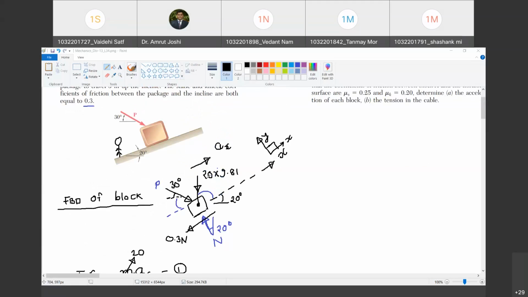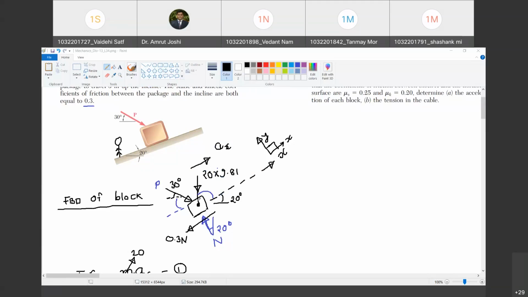Does this 20 into 9.81 have a component in y direction? Yes, definitely. Now, for that, if this angle is 20 degree, are you with me? This angle is 20 degree. Then what must be this angle which is marked in blue?